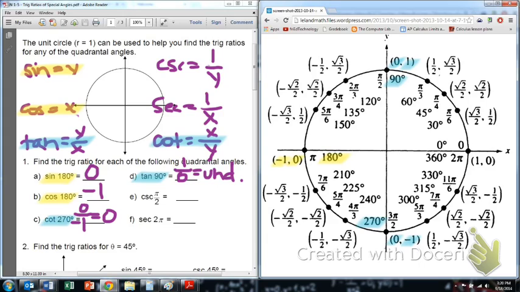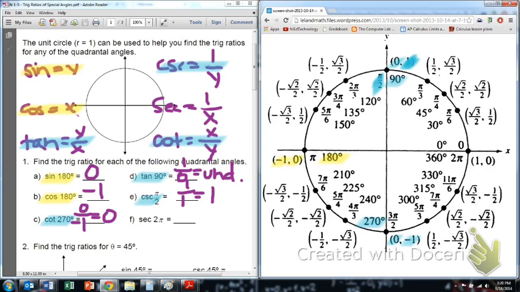Cosecant of pi over 2. Pi over 2 is the same as 90, right? It's right here. Cosecant is the reciprocal of the y. So the y value up here is 1. So 1 over 1, the reciprocal of 1, or just 1.